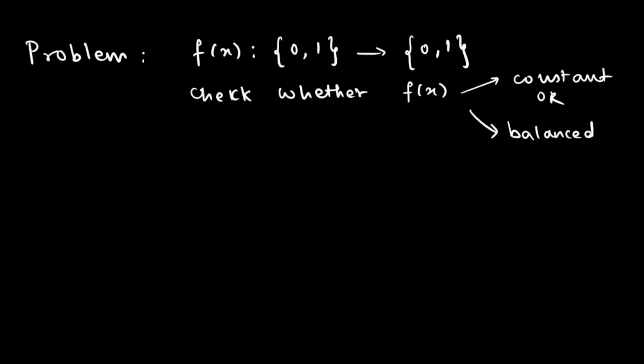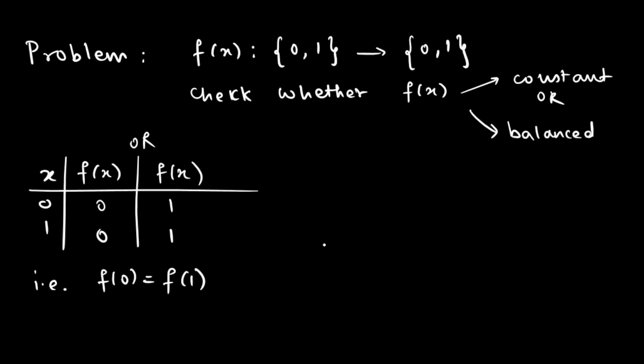Suppose we have a function f(x) from a 1-bit domain to a 1-bit range, and we have to check whether the function is constant or balanced. Now before solving this problem, let's see what a constant function and a balanced function are.